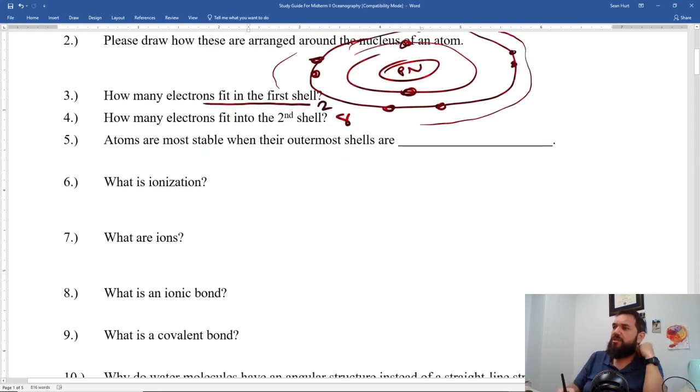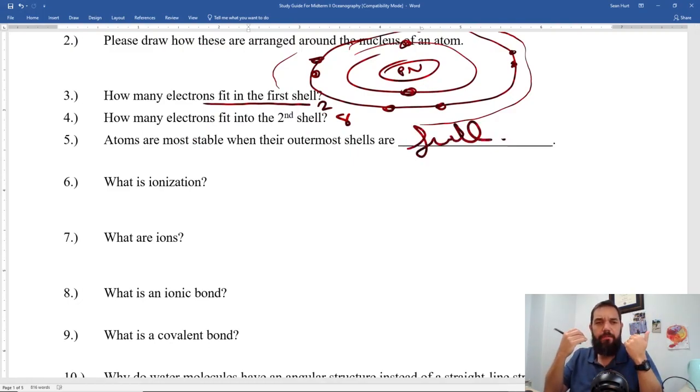So atoms are most stable when their outermost shells are full, okay? So we recognize that bonding between atoms is a function of electrons trying to get their outermost shell filled. That's what atoms are trying to achieve. They become most stable when they are filled in that way. So they're always trying to get that outermost shell filled, okay? Now, to do that, they will often ionize and bond with other atoms.